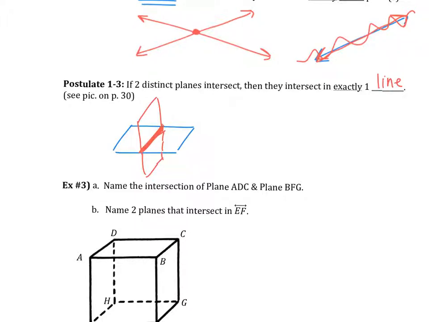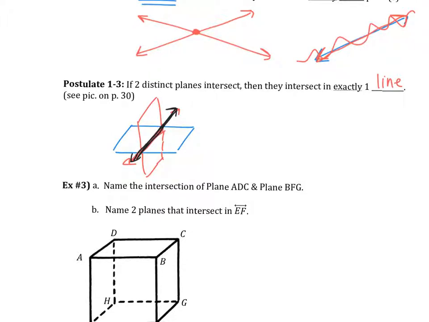Right. So even though we can't draw a plane going on forever, it does. So the fact that the plane goes on forever means its intersection goes on forever. So technically, its intersection is this black line right here. Does that make sense?